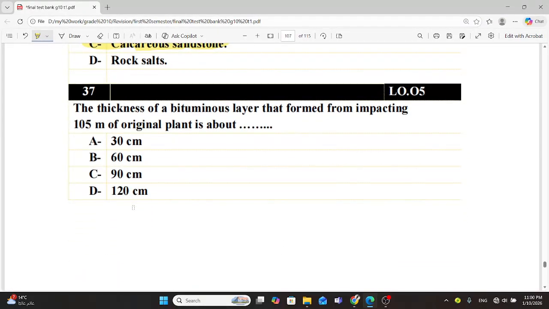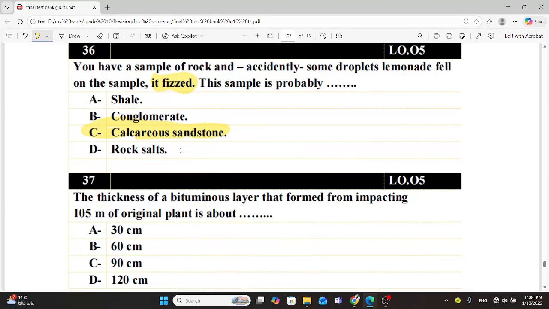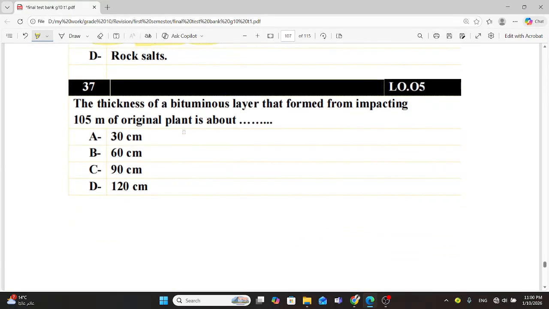طيب ليه؟ لأن هو في كده كالسيوم كربونيت. The thickness of bituminous layer that formed from impacting ... of original plan is about... بالتقريب أقرب حاجة ليها هتبقى 30 سنتيمتر، لأن هي هتبقى 0.3 متر هتبقى 30 سنتيمتر. دي ريشيو عادي يا شباب.